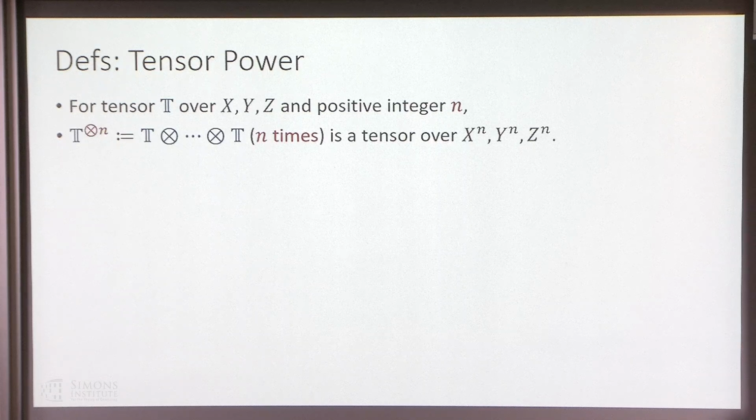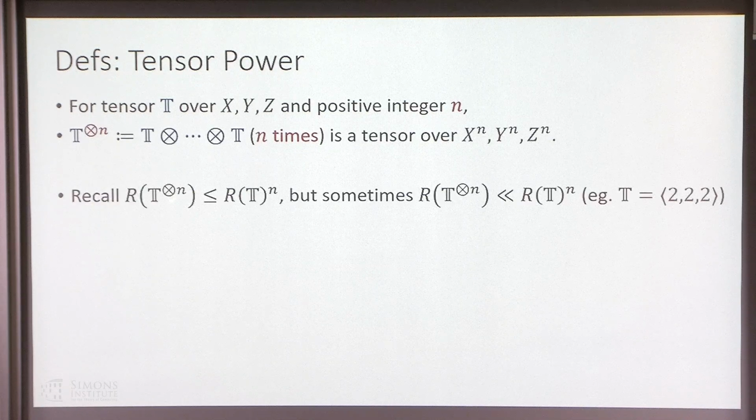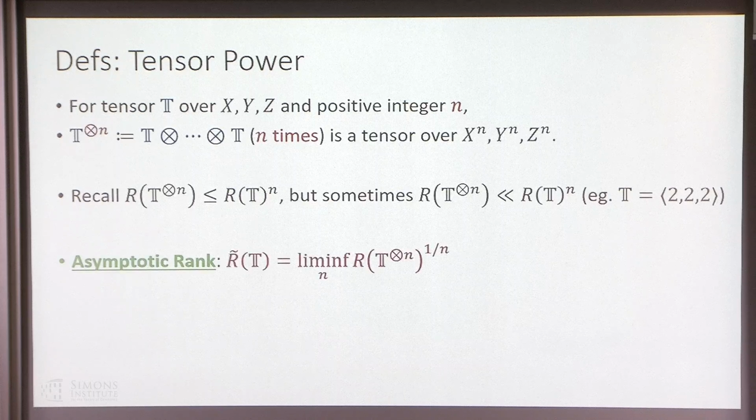This gives you a tensor whose variables are indexed by sequences of the original indices. Also, the rank of the nth power is at most the nth power of the rank. But what's nice is that the rank of the tensor power can drop significantly in the exponent. For example, if you take 2 by 2 matrix multiplication, we know its rank is 7. However, if we take the nth power, it's much smaller than 7 to the n, because, as we know, omega is much less than 2.81.